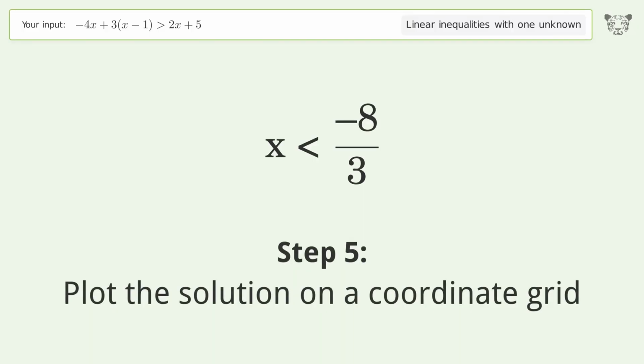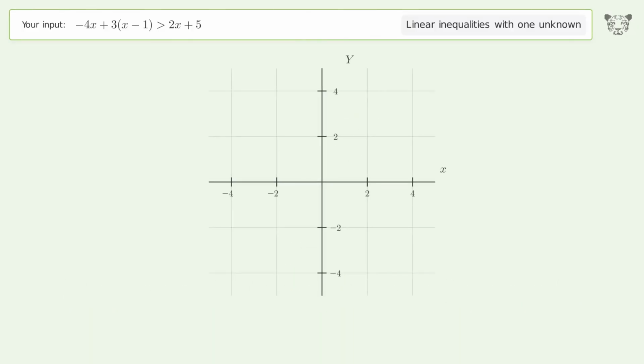Plot the solution on a coordinate grid. And so the final result is x smaller than -8/3 smaller than -22/3.